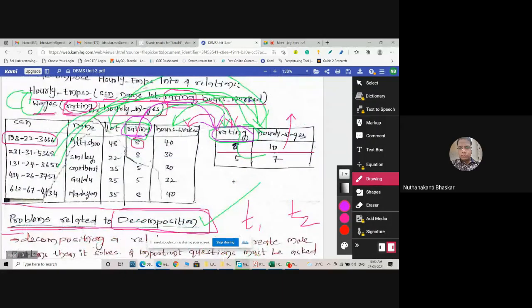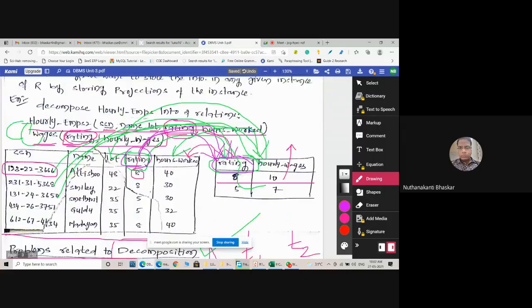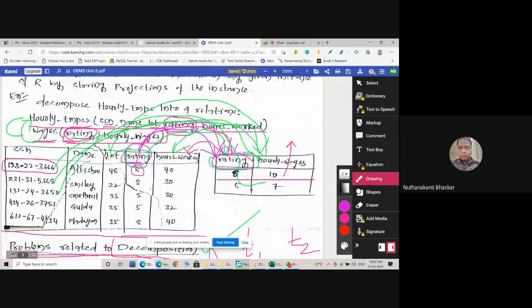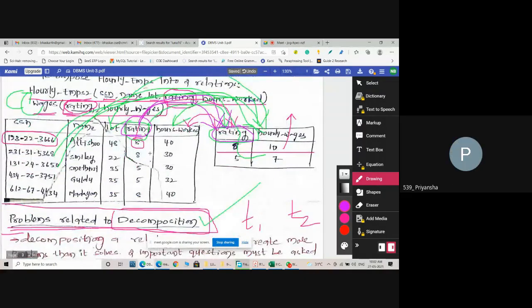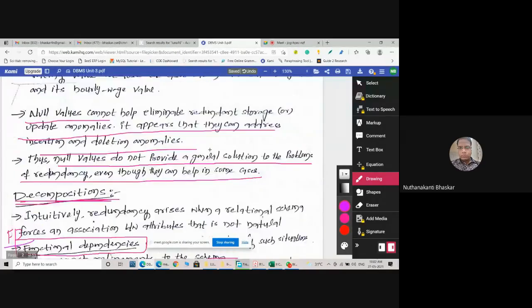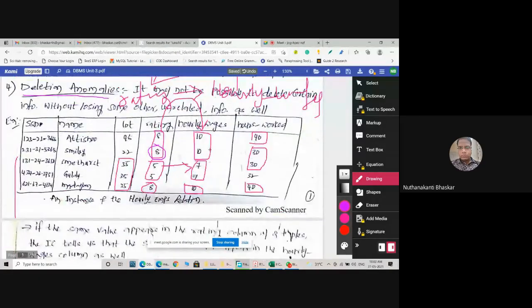Here these two tables, again you need to check the join. Here, one common column must be there. When I join using this column, 100% I will get the original table data. Yes or no? Yes, sir. Because wherever rating 8 is there, 10 will come automatically. Wherever rating 5 is there, 7 will come automatically. So the total data will come as it is, like your original table. So we get the lossless join.